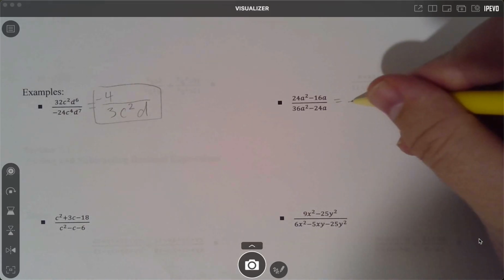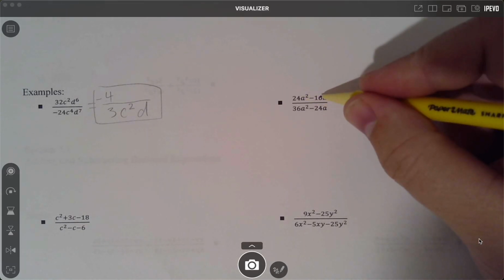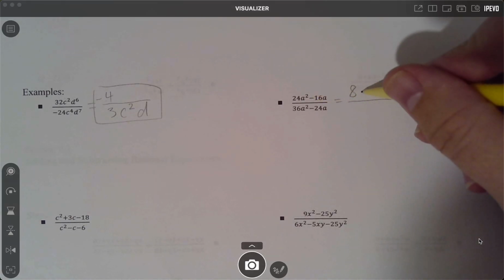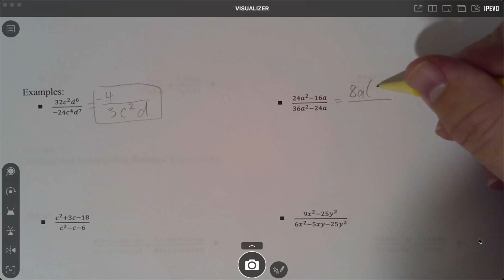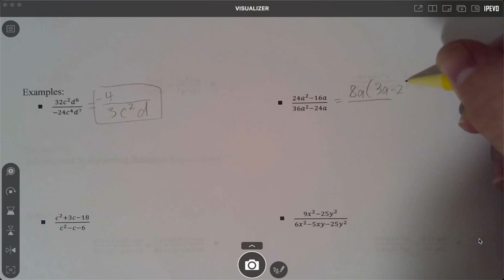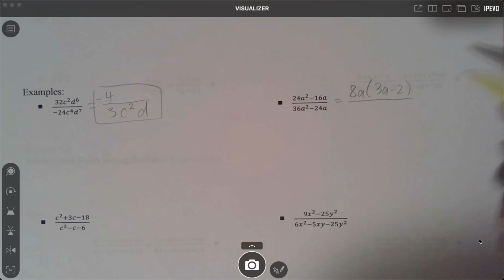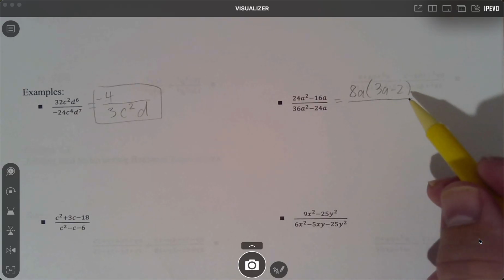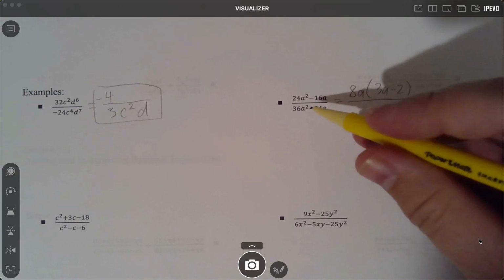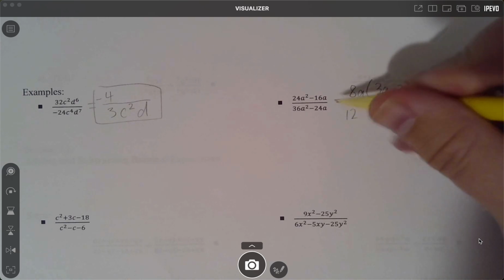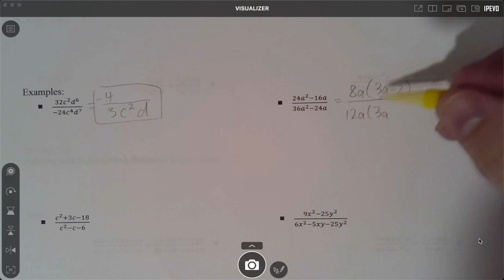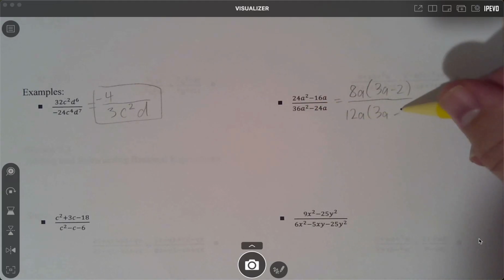Well, let's look at the numerator only. With 24 and 16, they share 8. Also, a squared and a share a. And I'm left over with 3a minus 2. Notice what I'm doing there again is I'm just dealing with the numerator as its own little Chapter 6 question, kind of like what I was saying. Then on the bottom, 36 and 24 share 12. A squared and a share a. And we're left with 3a, because that will give me 36a squared again. And then we're left with actually minus 2.